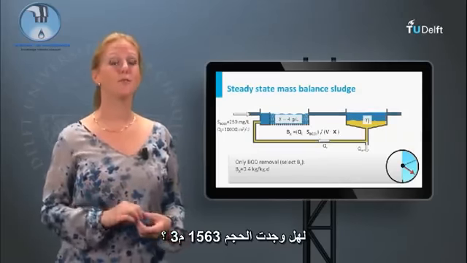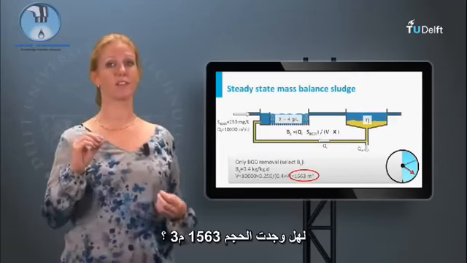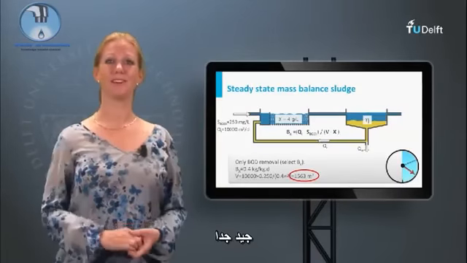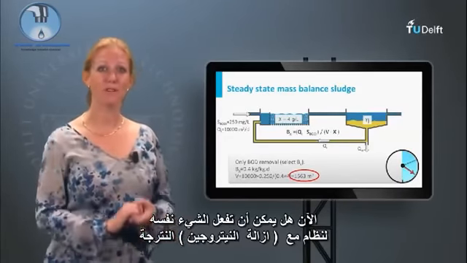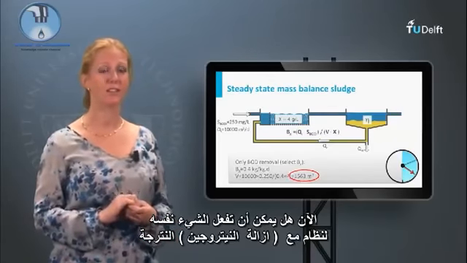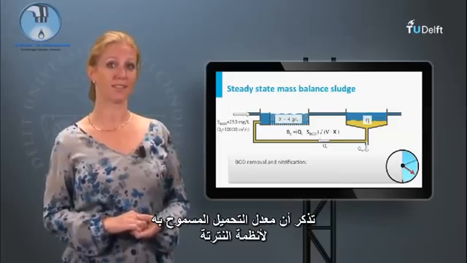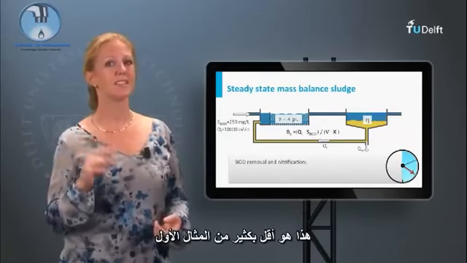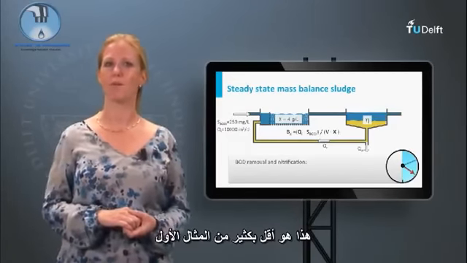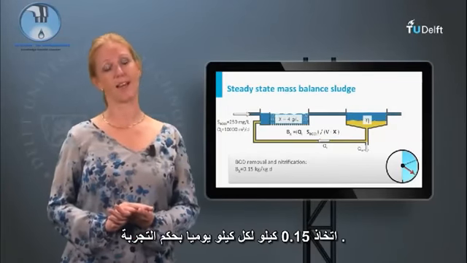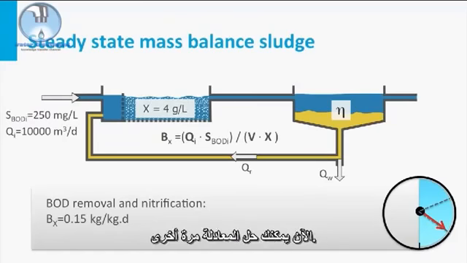Did you find a volume of 1563 cubic meters? Very good! Now you could do the same for a system with nitrification. Remember the loading rate that is allowed for nitrifying systems? This is much lower than the first example. Take 0.15 kilograms per kilogram per day as rule of thumb. Now you can solve the equation again.